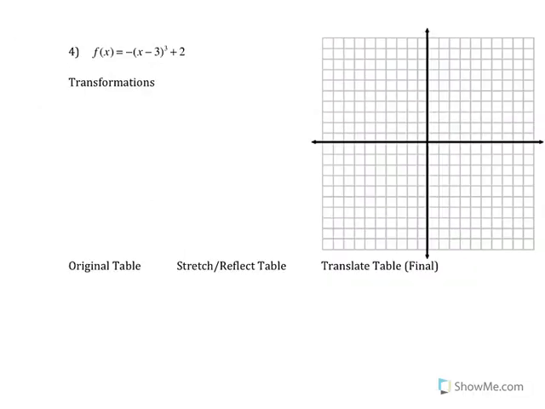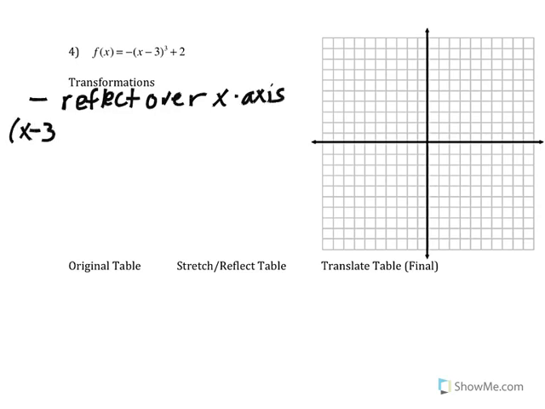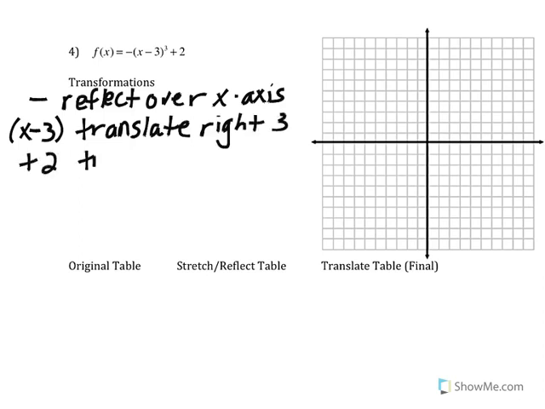And our last graph will be the cubic function. This one doesn't have any stretching going on, but it does have a reflection, so our negative on the outside is a reflect over the x-axis again. The x minus 3 is going to translate right 3. And the plus 2 is going to be a translate up 2.